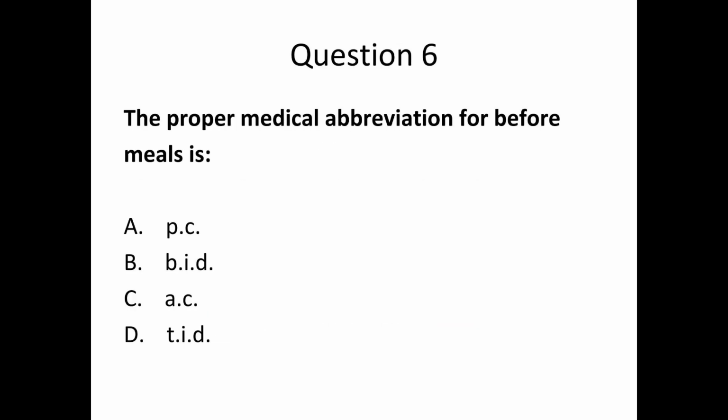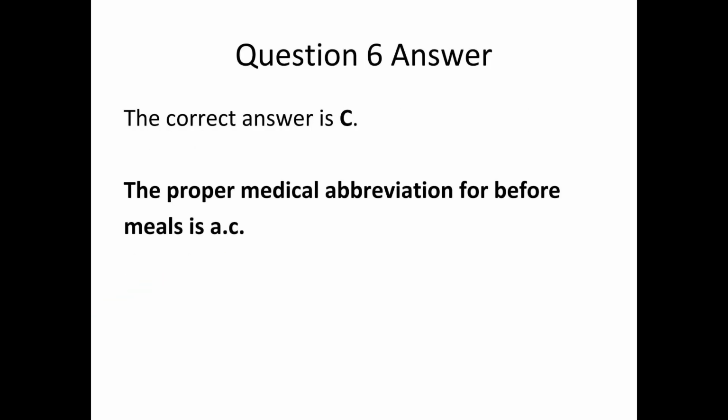Number 6 reads: the proper medical abbreviation for before meals is. Do we do PC? Do we do BID, AC, or TID? PC is always after. BID or BD means twice a day. Then AC is always before. Then TID means 3 times a day, so every 8 hours, or TDS. So we go with option C, AC. Before meals, AC. After meals, PC.